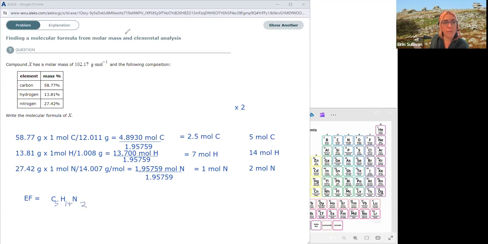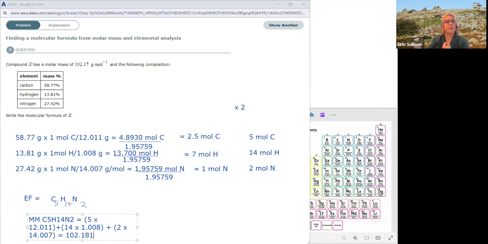Then we need to work out the molar mass of the empirical formula. Remember, that's what we were doing. So the molar mass of C5H14N2 is going to be 5 times 12.011 plus 14 times 1.008 plus 2 times 14.007 equals, drum roll, while I type this all into my calculator. The suspense is killing me. Is it going to be the same as the molecular formula? Who knows? It is 102.181.